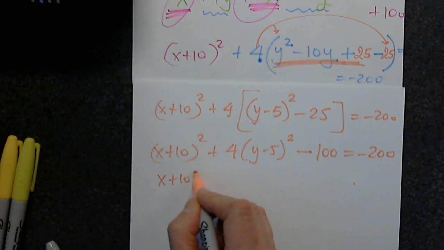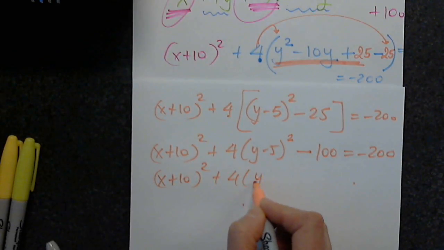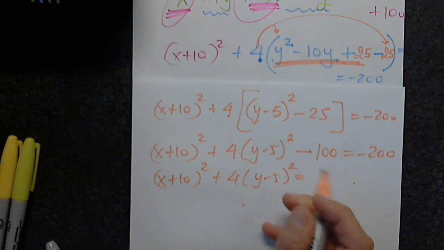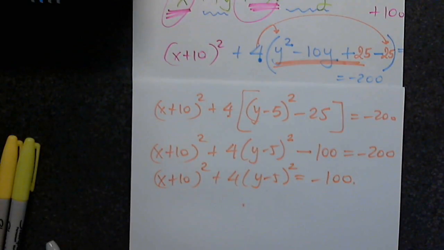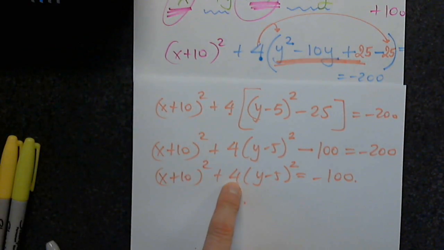So then I have (x plus 10) squared plus 4 (y minus 5) squared. I'm adding 100 to both sides. So, what do we conclude? After completing the square, we know for sure that this cannot be a circle. There is no circle with a 4 up here.